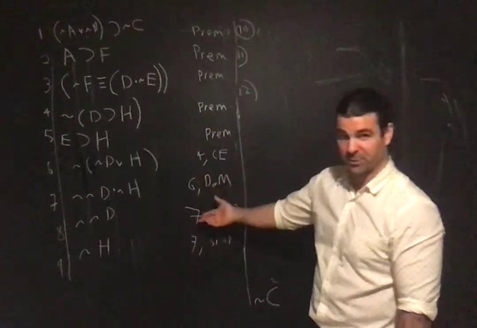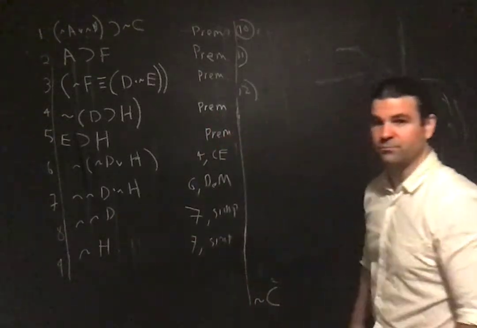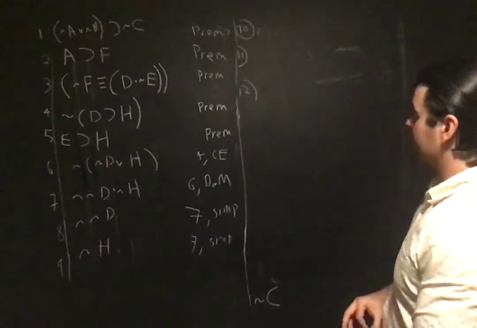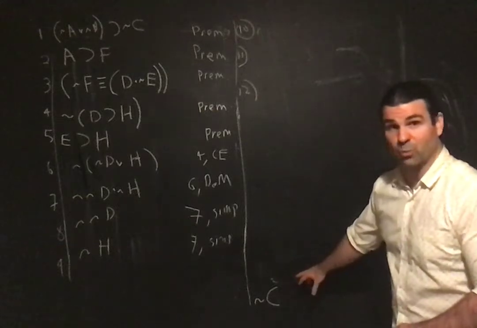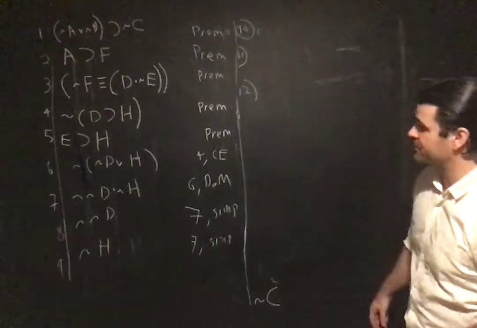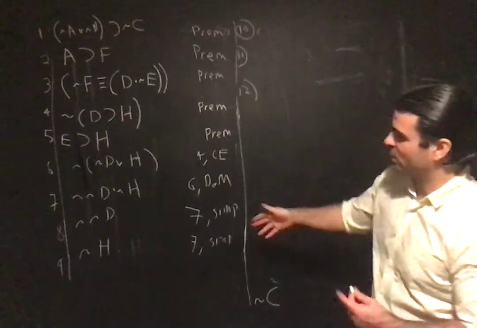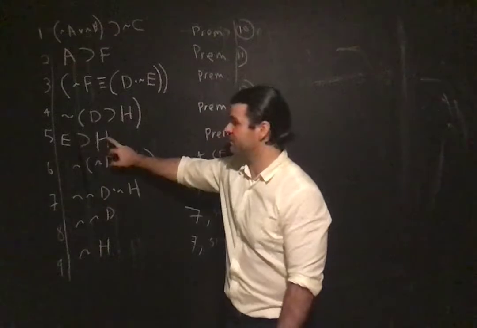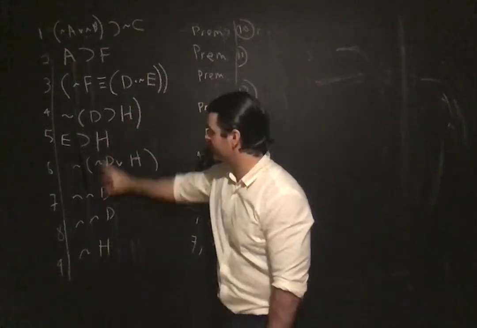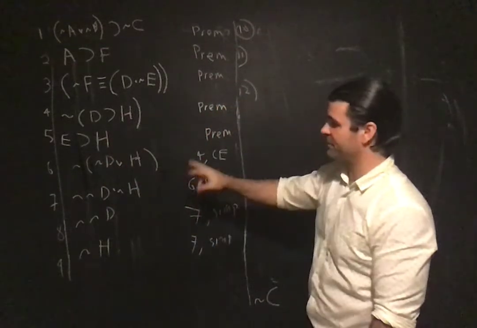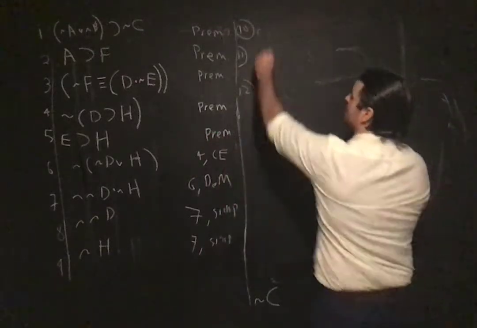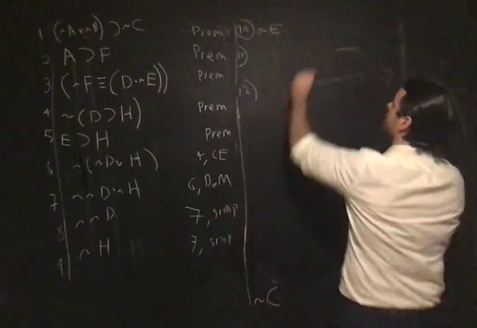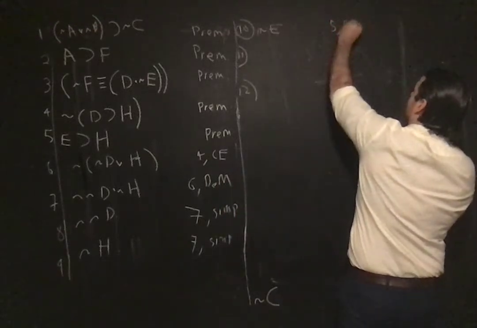If we want D by itself, we can get that by double negation. We have all these formulas. Now let's start working backwards, figure out how we're going to get this. Actually, I see it right away. I've got a not H. It immediately connects with 5. That's a modus tollens waiting to happen. I'll do that right away. I've got not E by 5 and 9, modus tollens.